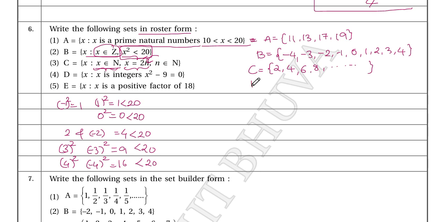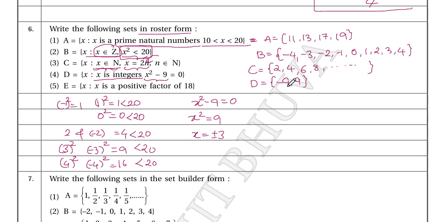Then if we convert set D into roster form, set D is given as x is an integer which satisfies this condition: x square minus 9 is equal to 0. If we solve this, x square minus 9 equal to 0 means x square is equal to 9. So x is equal to plus or minus 3. Root of 9 means plus or minus 3. So we will get only two elements, minus 3 and plus 3.